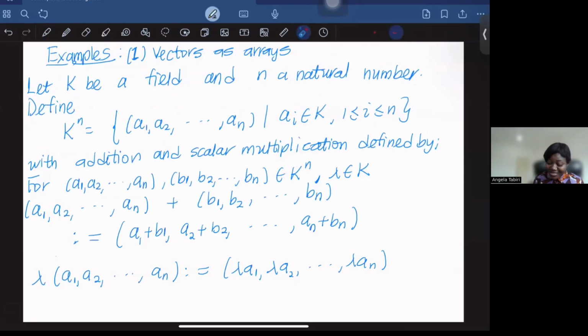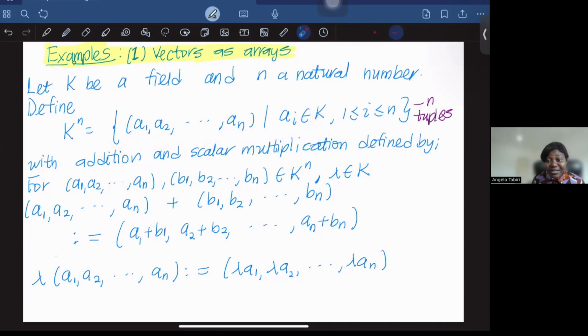Vectors as what? Containers, right? Or tuples, right? So in our examples, first, we think of vectors as what? Arrays or containers, right? So recall, we saw what a field was: things that you can add, scale, divide. So we define n-tuples. So we call this a set of what? N-tuples, to be an array with entries all coming from your field.